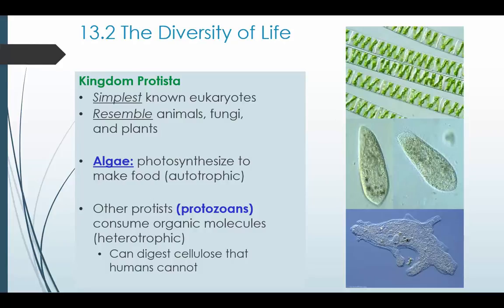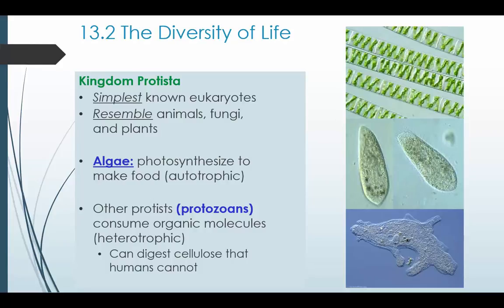So we're actually going to start out with kingdom Protista. This is the one that you probably know the least about. These are the simplest eukaryotes. Those organisms that fall in kingdom Protista are similar to animals, similar to fungus, similar to plants. This is what I typically call our catch-all category, because they aren't really animals, they aren't really fungus, they aren't really plants, so we put them in here.